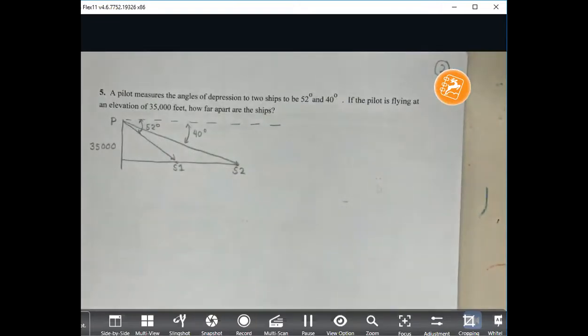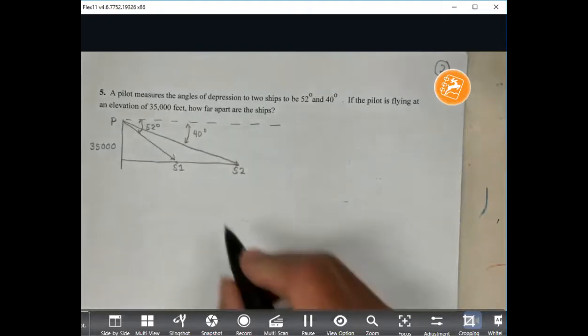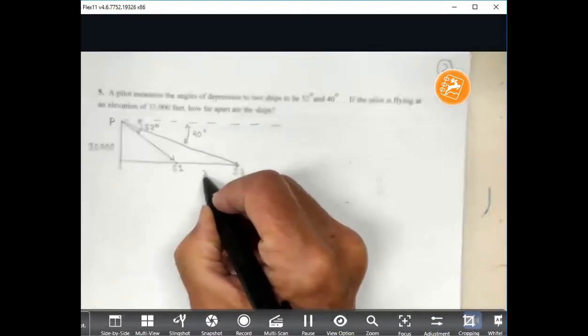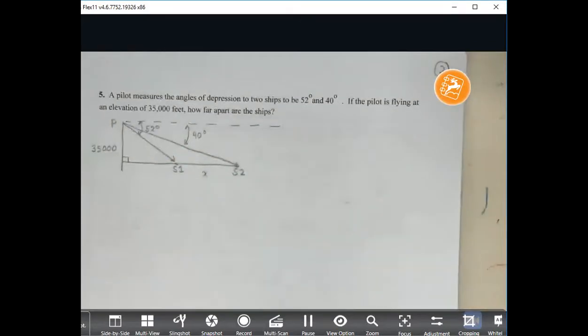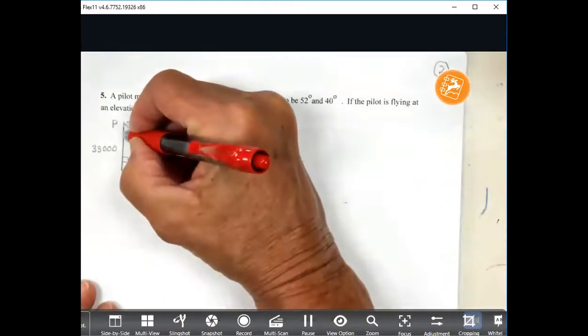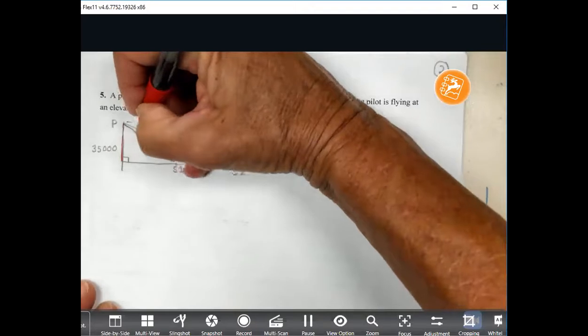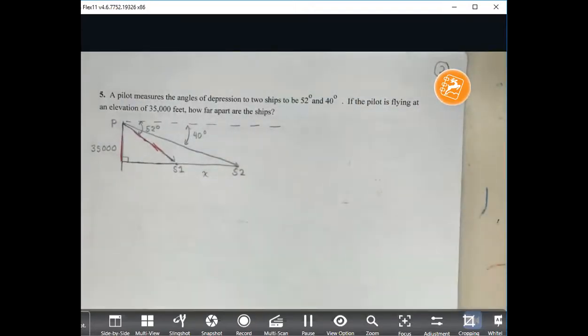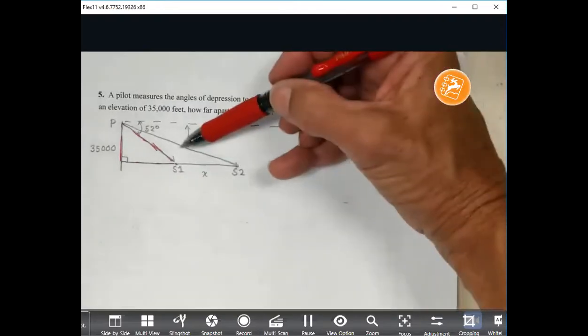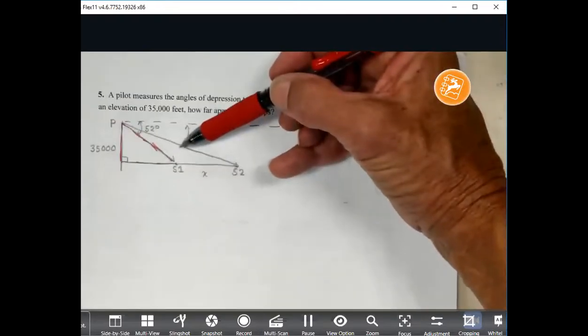And how far apart are the ships? So our unknown is this distance right here. And our right triangles are that little one with the 35,000 feet and ship number 1. So we've got this triangle here is a right triangle. And then we've got the large right triangle. This triangle in here is an obtuse triangle, so we can't use our right triangle trig in there.